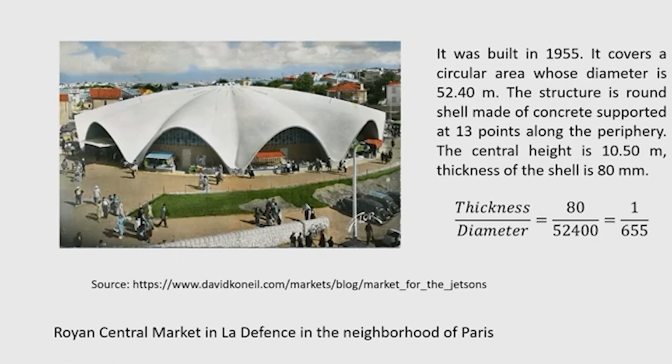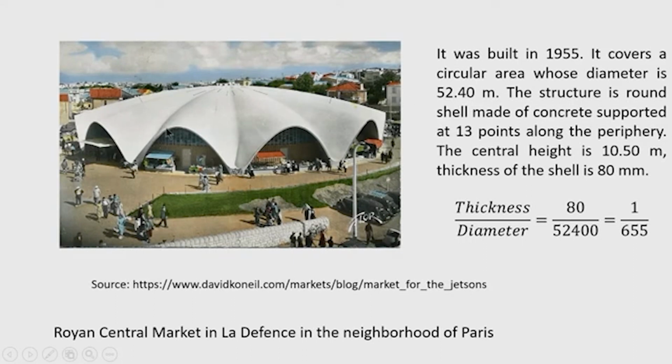It is a very well known example of shell construction, the Royan Central Market near Paris, in the place La Defense. It is in the neighborhood of Paris, 3 km distance from Paris. It was built in 1955 by renowned architects and engineers. Now, this shell roof you are seeing here covers an area whose diameter is 52.4 meter. So, it is covering an area of 52.4 meter and the structure is a round shell.